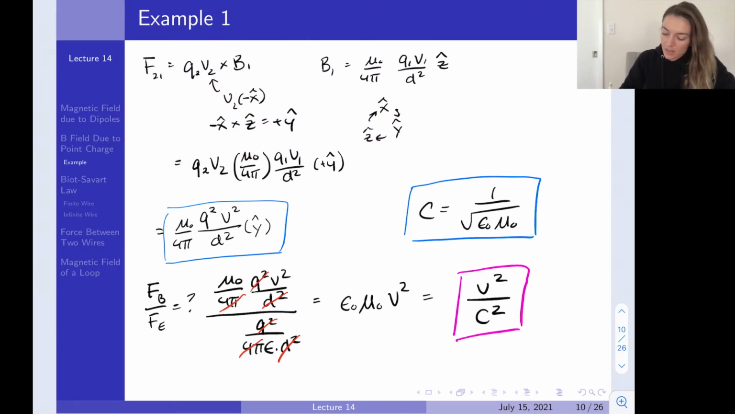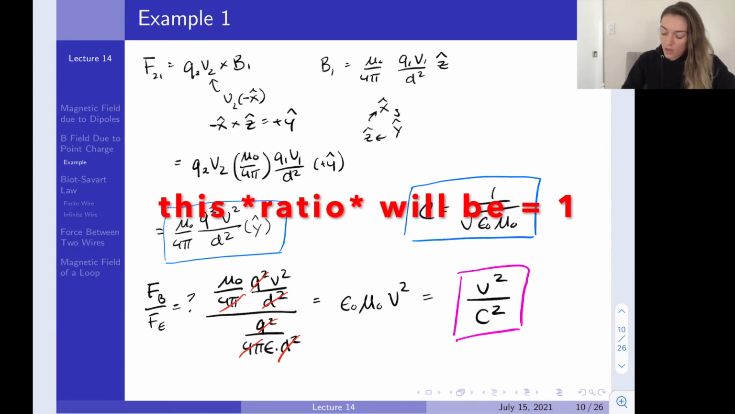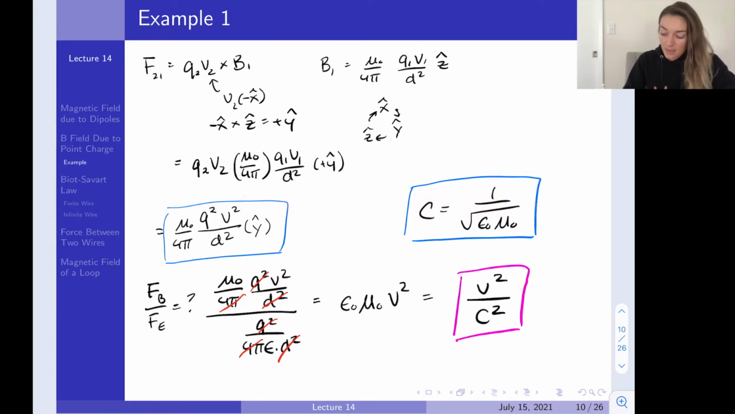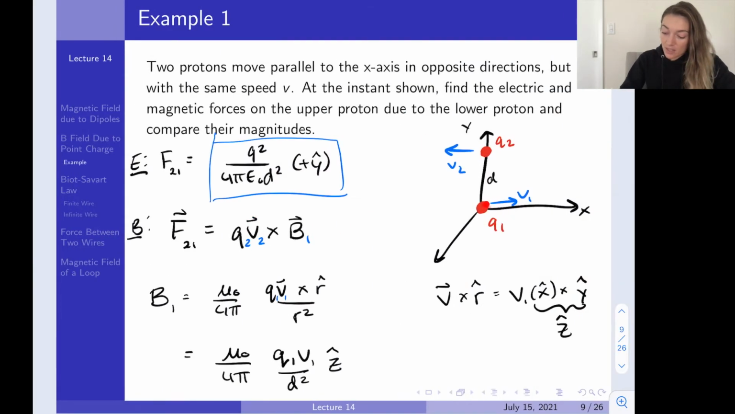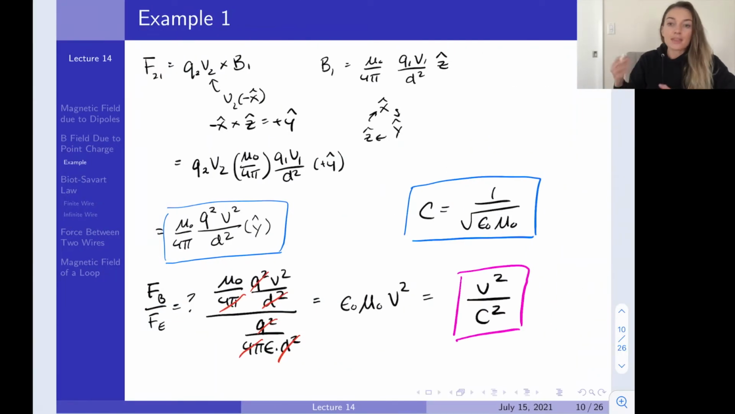So now this is very interesting, because what this tells us is that the magnetic force that charge 2 feels will always be less than the electric force that it feels from charge 1, unless it's moving at the speed of light. So this magnitude will be equal to 1 when this velocity is equal to c. So when these two protons are moving at the speed of light, then the magnetic force will be the same as the electric force. Otherwise, it will always be less.